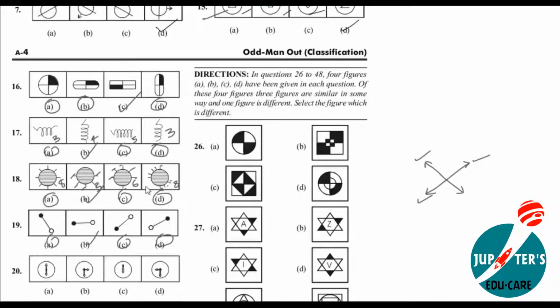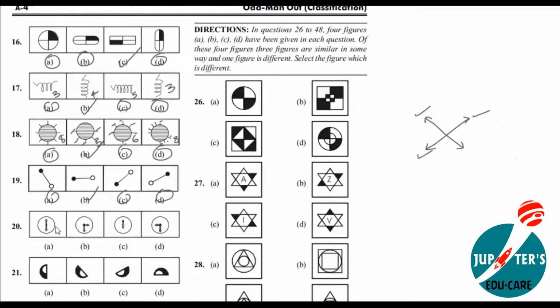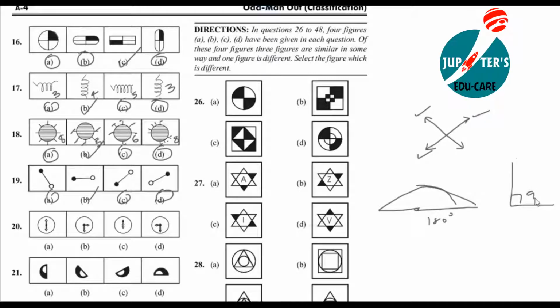Next, coming to question number 20. In option A it is 180 degrees. Already we know that from here to here it is 180 degrees. I will draw it here. It is 180 degrees. Again it is 90 degrees. Next, from here to here, a complete round, it is 360 degrees. So for example, it is 0 degrees. I will explain how.